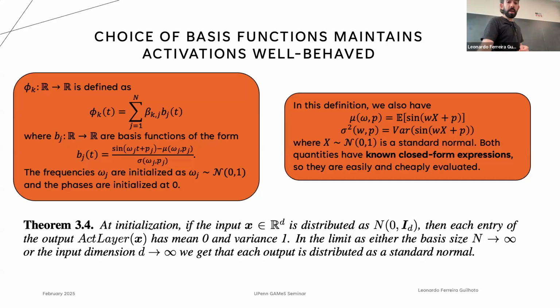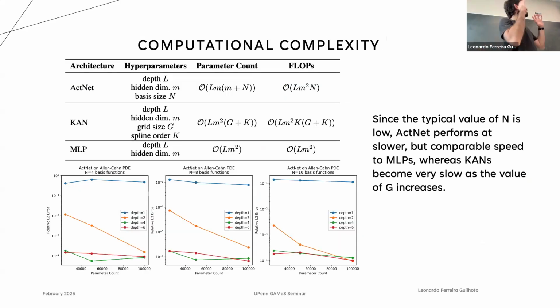Okay? And another quick thing, just to summarize and compare to some of the other architectures out there. Over here we have the different hyperparameters, parameter count, and the number of flops for a given architecture. You can see over here I compare an ActNet, a Kolmogorov-Arnold network, a KAN, and a multi-layer perceptron, MLP. All of them have in common that they have a depth and some notion of hidden dimension. In this case, the hidden dimension for the ActNet is the m that we're talking about, the number of inner functions of those blocks.